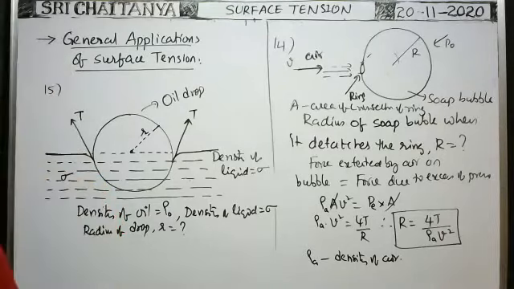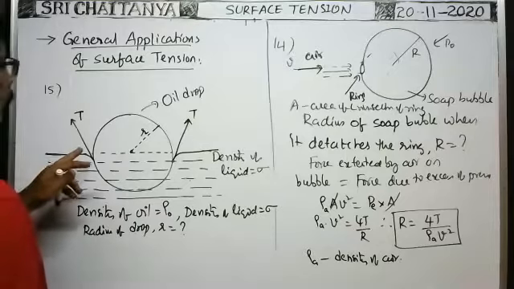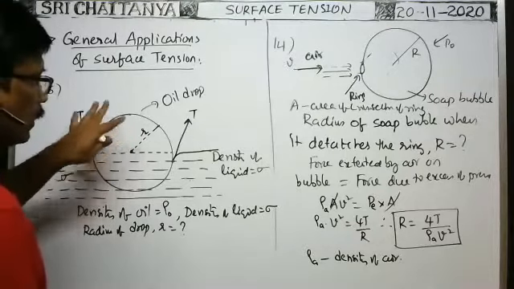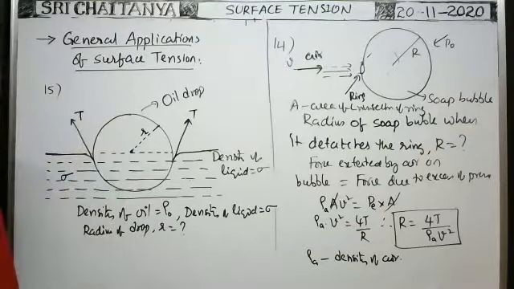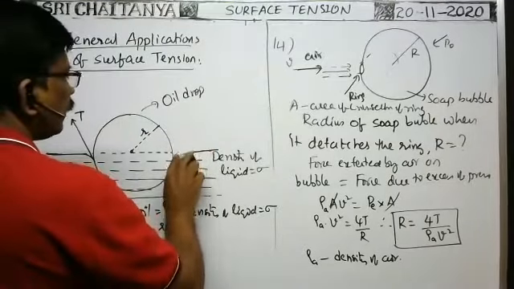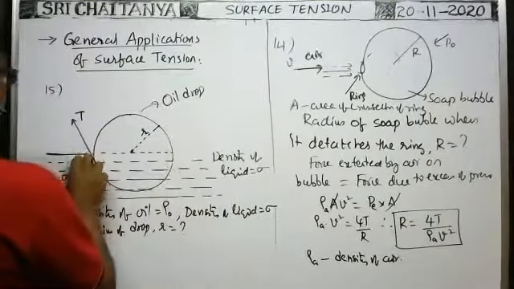But here it is given that half of the drop is submerged in the liquid. That is important. Half of the volume of the drop is submerged in the liquid. That is an important point here.